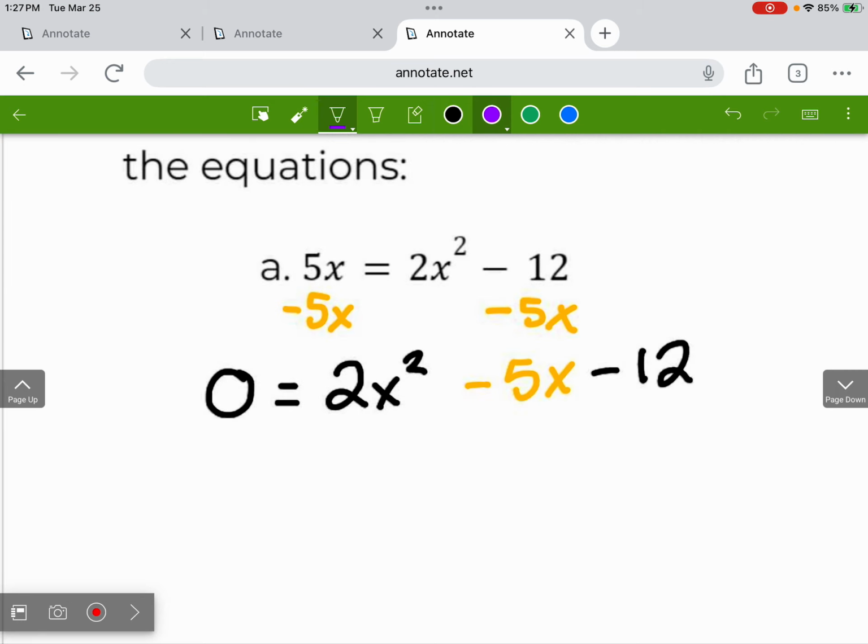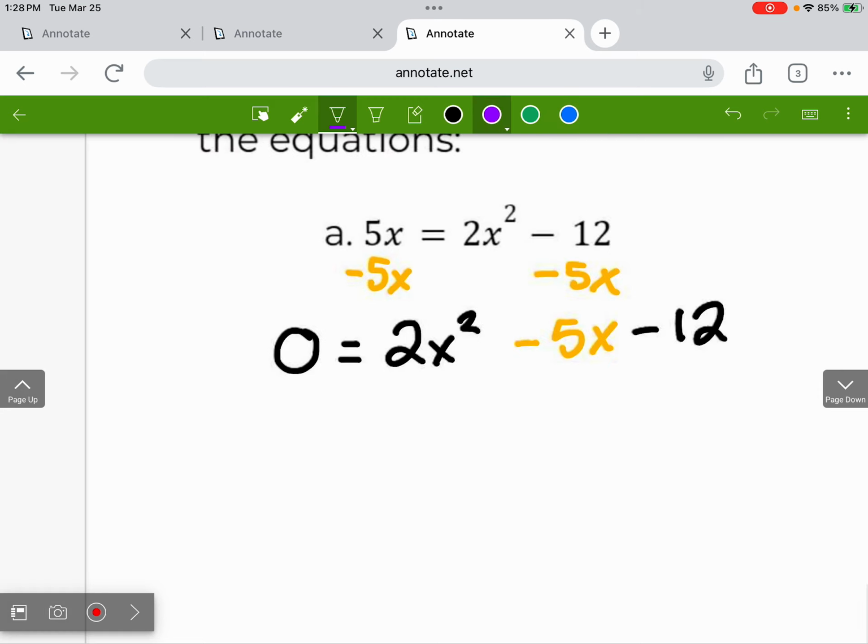But what's really important for us to notice is that we have our A, our B, and our C. It doesn't matter if we tuck the 5x at the end, that minus 5 goes with the x, so that makes it a B term. So our A here equals the 2. Our B is the minus 5. And our C is the minus 12. Those are the pieces we're using to fill in our quadratic formula.